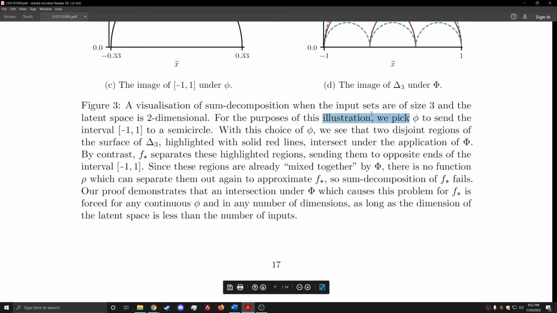So we are going to pick some phi, which sends it to a semicircle. The semicircle is strictly for visualization. This entire thing is strictly for visualization. We're going to prove that this is generally the case, but this example is really just designed to show you what the problem is. So we're going to see there's going to be 2 solid red lines which intersect under applications of the latent space. But f star is going to be really good, and it's going to send them to opposite ends of the interval on the line.